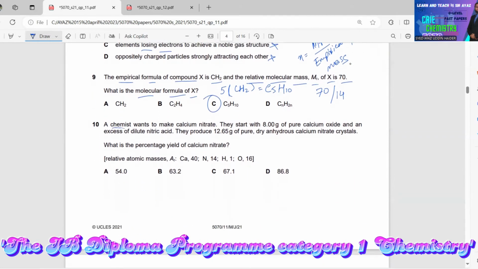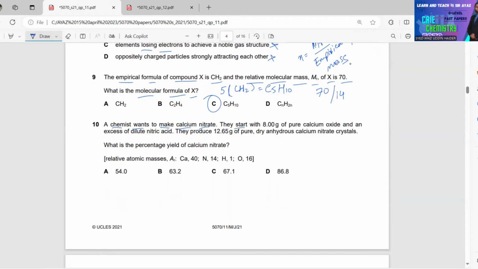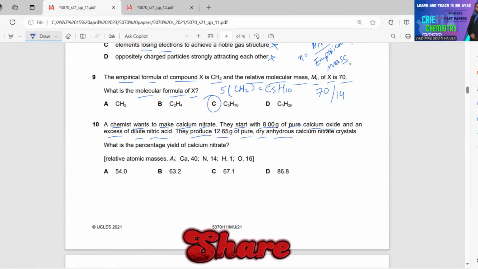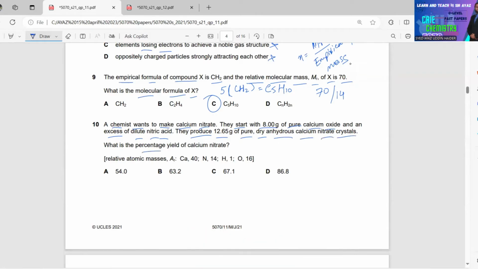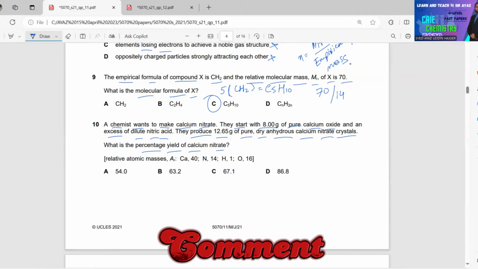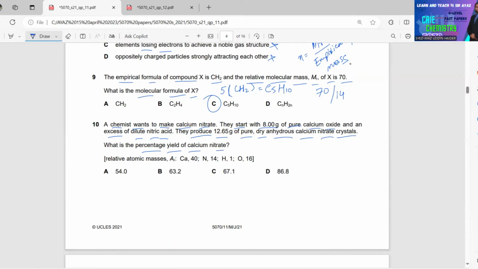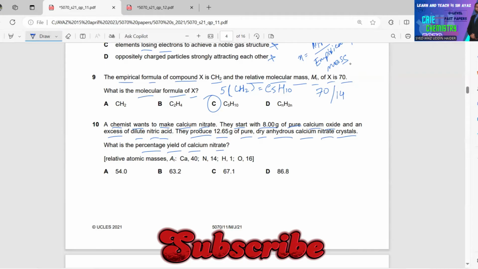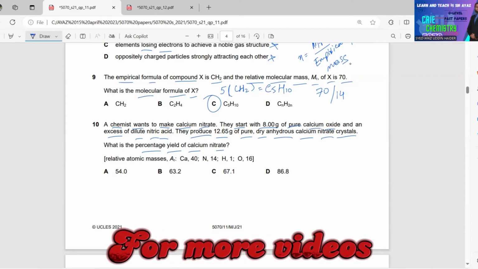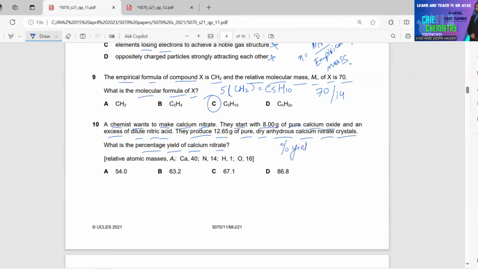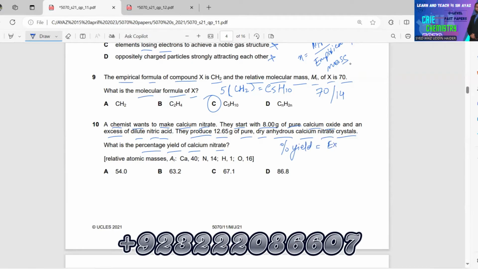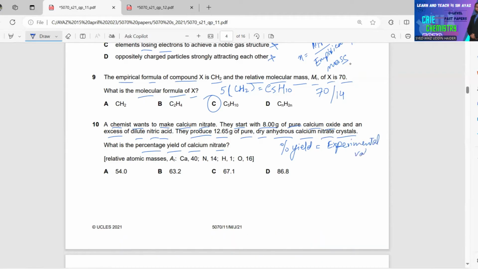Number 10. A chemist wants to make calcium nitrate. They start with 8 grams of pure calcium oxide and an excess of dilute nitric acid. They produce 12.65 grams of pure, dry, anhydrous calcium nitrate crystals. What is the percentage yield of calcium nitrate? What is the formula for percentage yield? Experimental value divided by theoretical value.